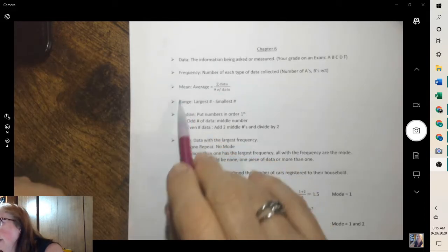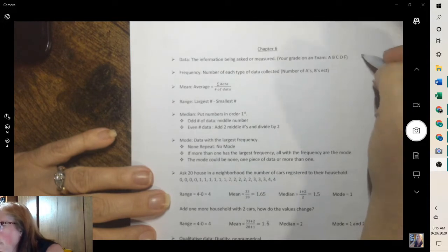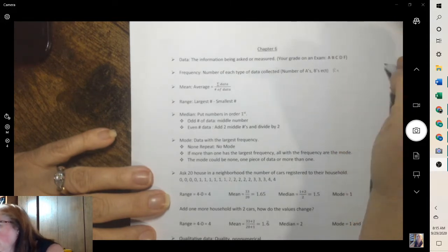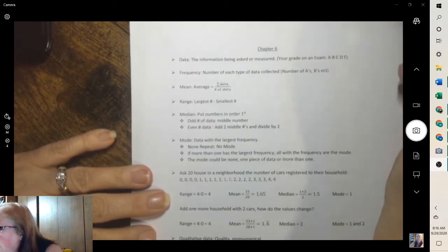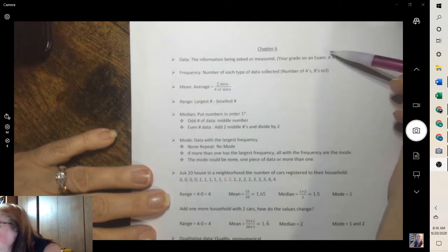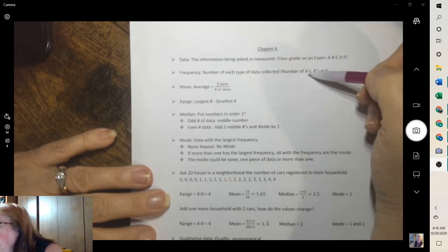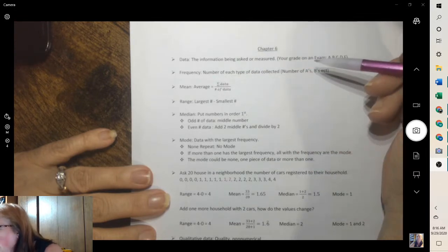So if I asked a class their favorite color, red, blue, yellow, that would be my data. How many said red, blue, yellow, that's your frequency. Frequency is how many of each. Grades on a test, each letter grade, A, B, C, D, F, would be the data. How many A's, how many B's, how many C's, that would be the frequency.